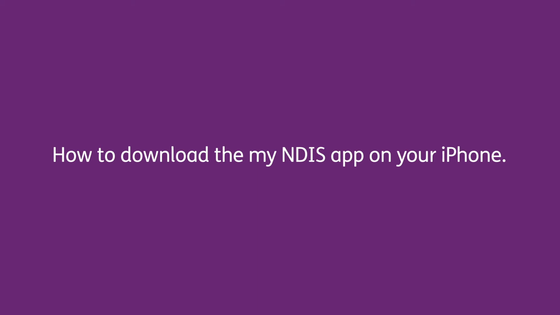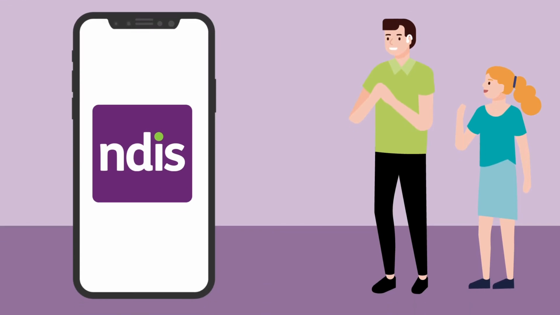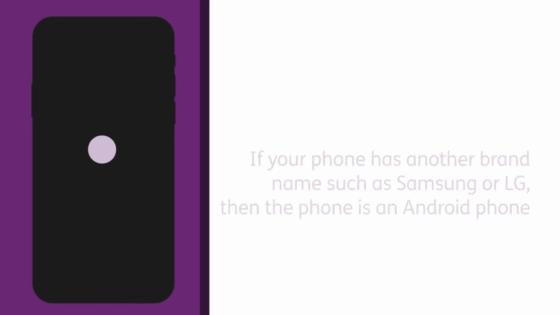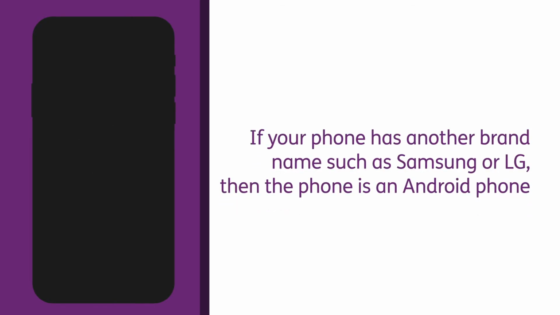How to download the My NDIS app on your iPhone. This video is a step-by-step guide to download the My NDIS app on your iPhone. To tell if your phone is an iPhone, check the back of the phone for an Apple symbol. If your phone has another brand name, such as Samsung or LG, then the phone is an Android phone.